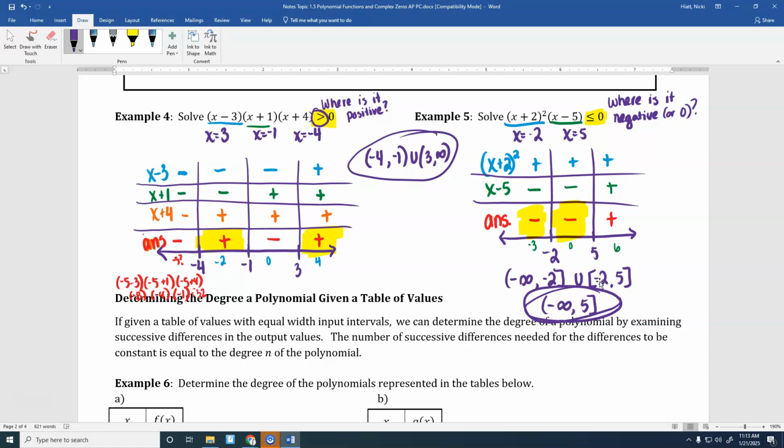If it was just less than, the answer would look like this: negative infinity to -2, parentheses, and then -2 to 5. So you'd have to list those two pieces separately because -2 could not be included if it was just a less than.